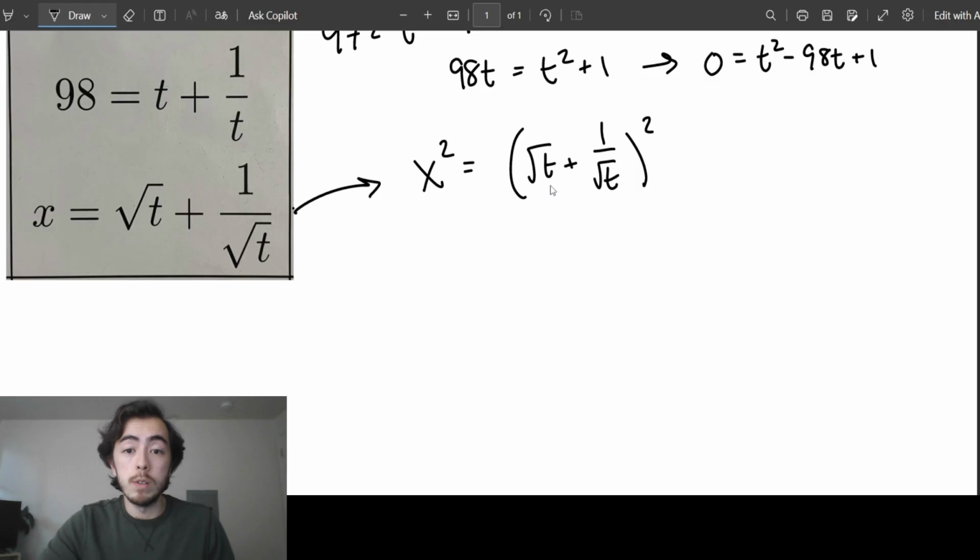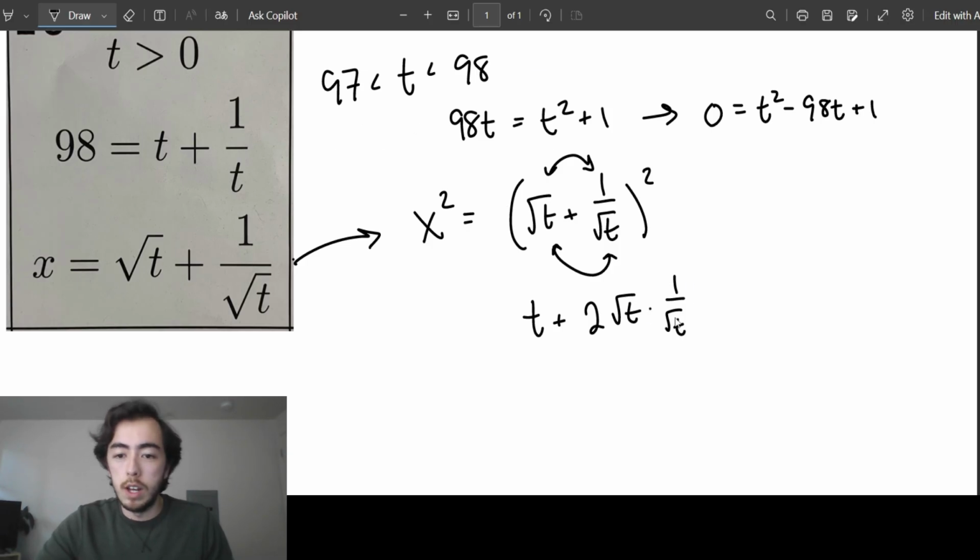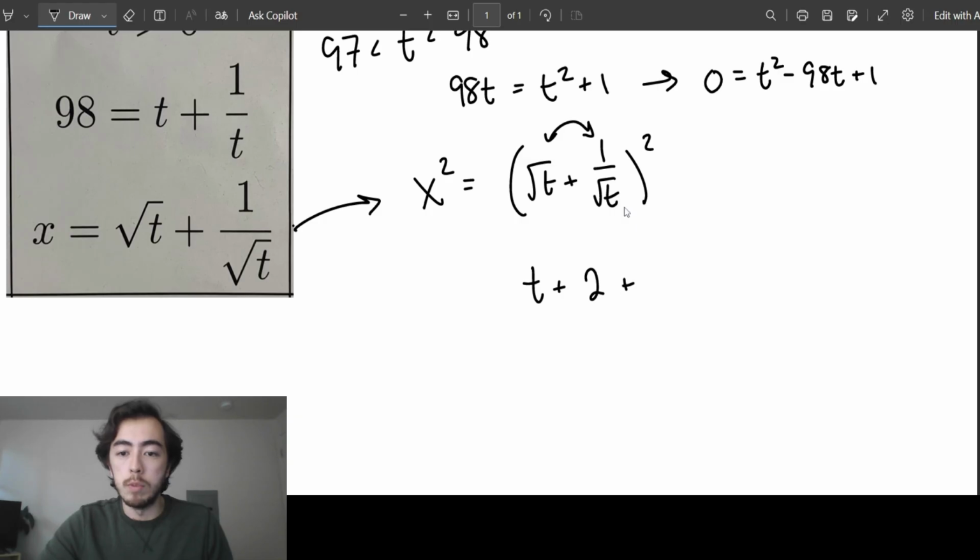First times the first, root t times root t is just t. The outside and inside terms are going to be the same, so I want to do twice this product, twice the product of root t and 1 over root t. Knowing that t is greater than 0, I'm not going to have an issue with a 0 in the bottom here. I'm not dividing by 0. So both of these factors can cancel, and I get 2 out of my middle terms. And then finally, last times the last is 1 over root t times 1 over root t, which is 1 over t. So x squared is equal to t plus 2 plus 1 over t.